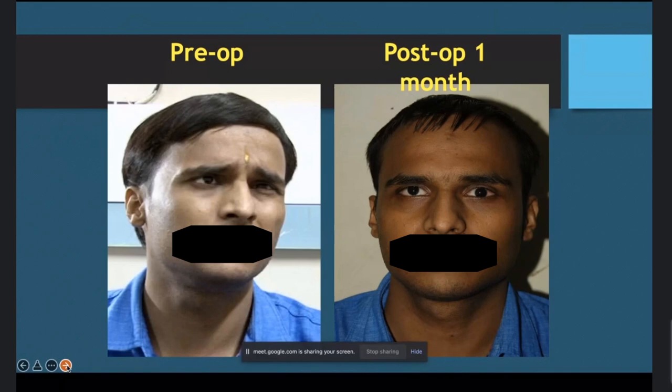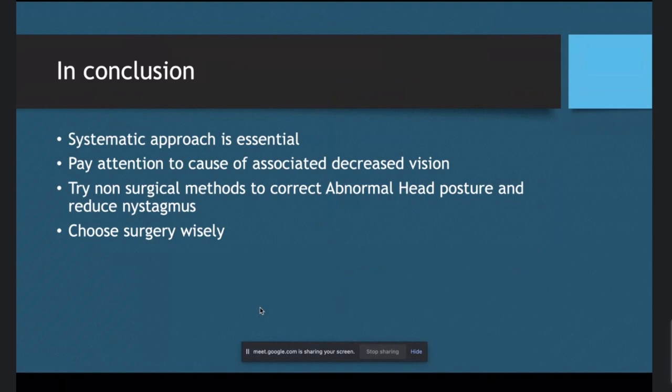A systematic approach is essential. Pay attention to the cause of the associated decreased vision. Try non-surgical methods to correct abnormal head posture and reduce nystagmus, and choose surgery wisely.